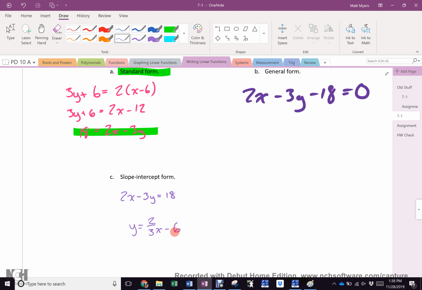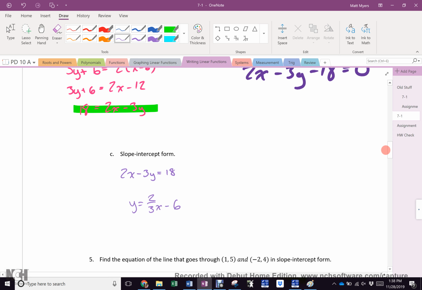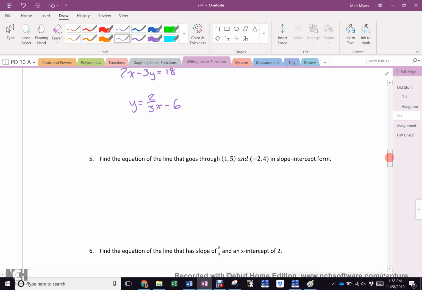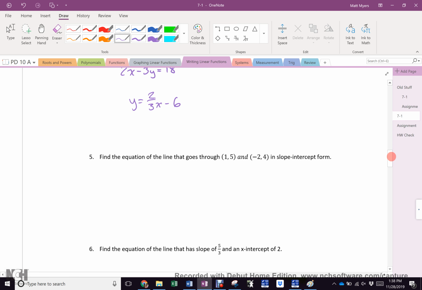Is he right? Yeah. Of course he's right. I know that you got 2/3 x minus 6. Just 2. Why equals 2? That's it. Okay, number 5.